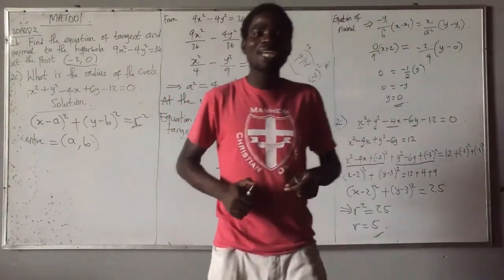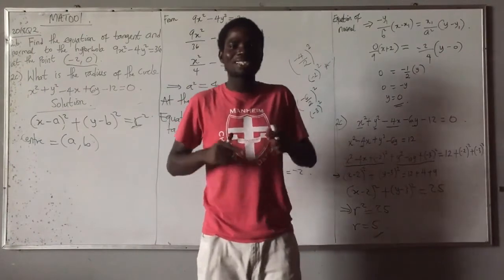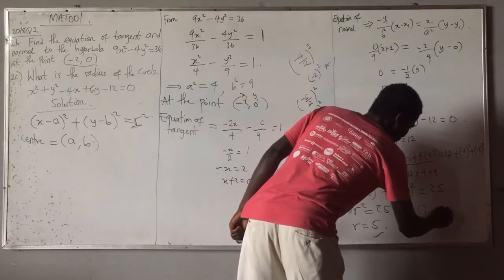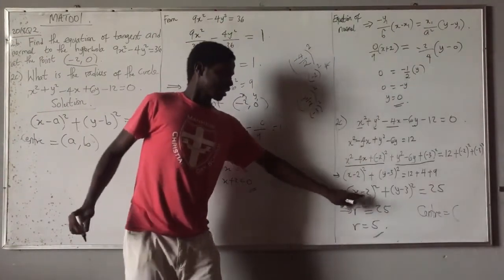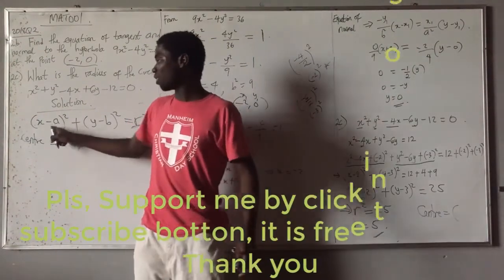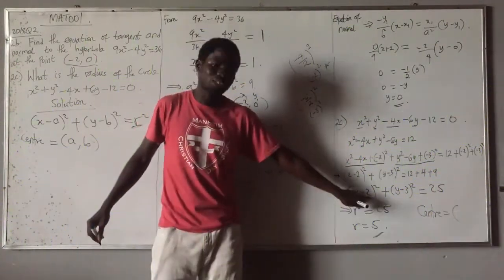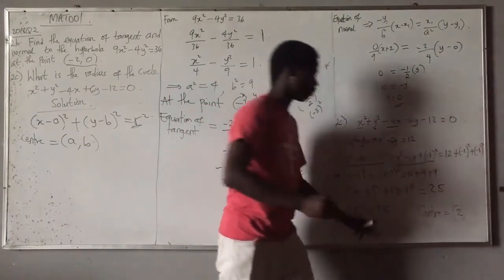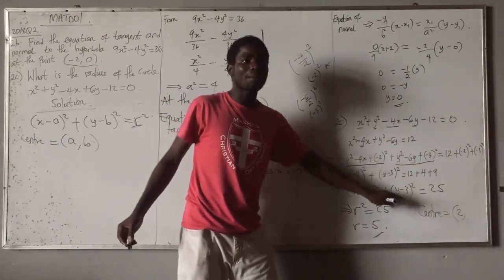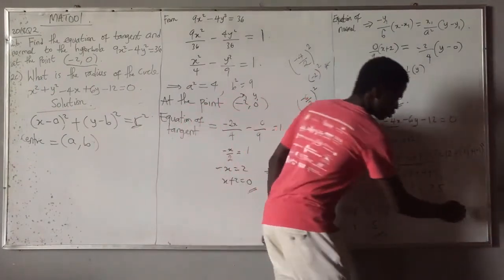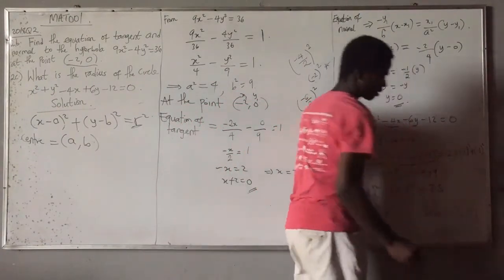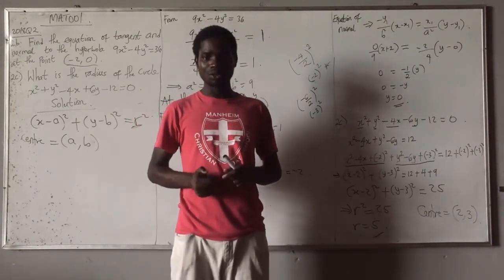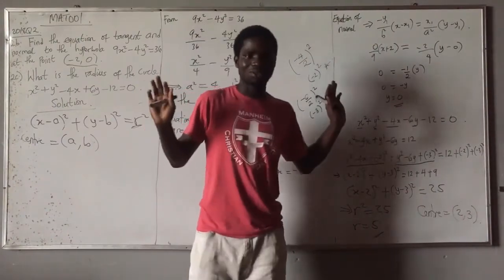Assuming they now ask me to find the center and radius, suppose we are told to find center and radius, what will be the center? Like x minus a. So the a is 2 here, x minus a, x minus 2. So the center is 2, comma, y minus b, y minus 3. 2, 3. That is the center and radius. Do you understand my point? So that is all.